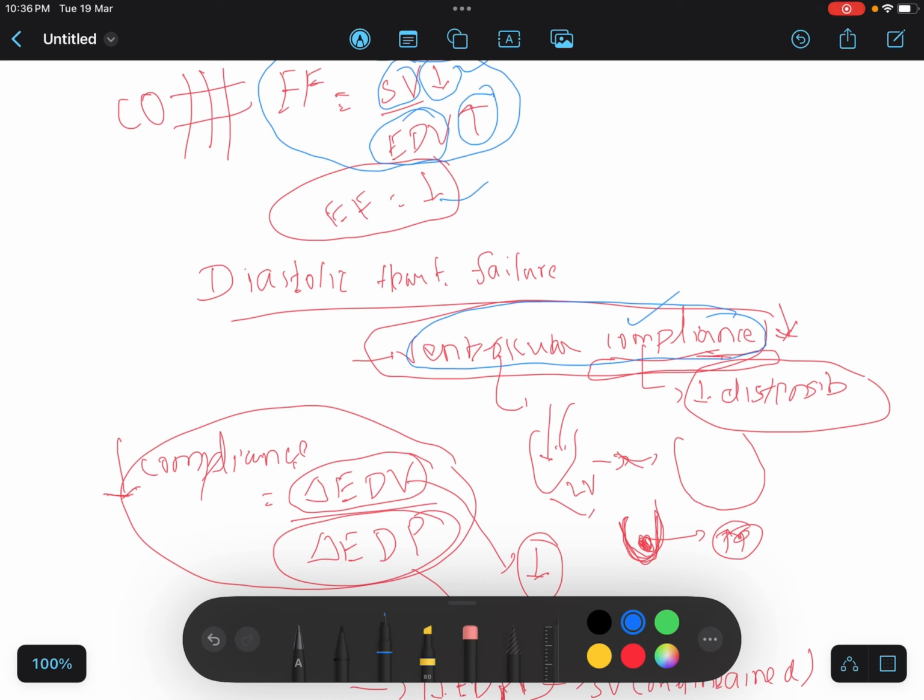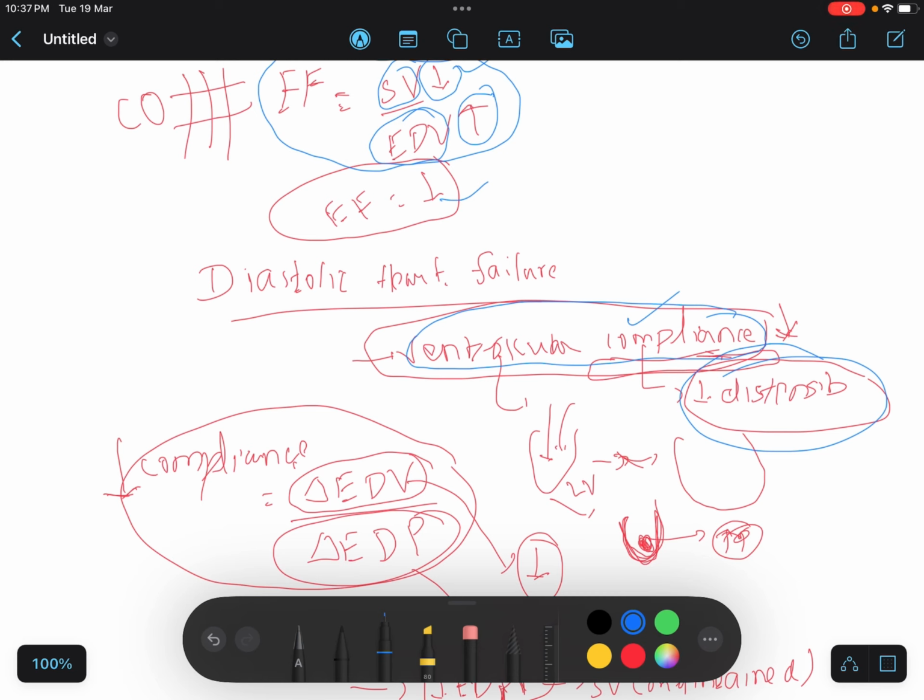In the book it's written as decreased ventricular compliance. What is this compliance? I was thinking compliance is about people not taking their drugs, that the ventricle is not obeying. But actually, decreased ventricular compliance means decreased ventricular distensibility. That means the ventricle can't expand. It's such an easy thing. The ventricle can't expand.